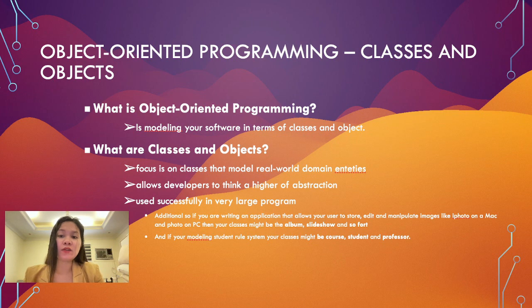OOP is modeling your software in terms of classes and objects. And what are classes and objects? Classes and objects focus on classes that model real-world domain entities, allow developers to think at a higher level of abstraction, and are used successfully in every large program.